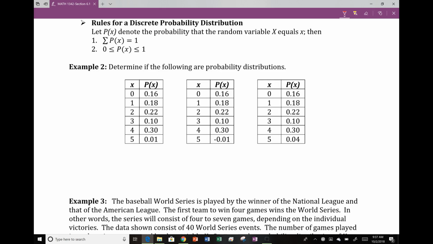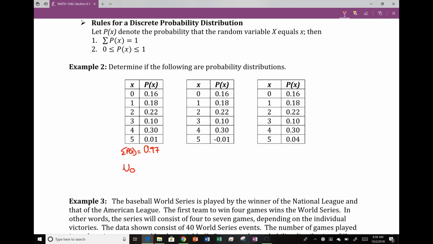So if I look here, the first thing I'm going to look at is their probabilities. I'm not worried about their x values, I'm worried about their probabilities. I do not see any negatives, which is good. I do not see anything over 1, which is good. Now what I have to do is add each of these up and see if they add up to 1. Well, when we add those up, we actually get 0.97. So since the sum of the probabilities does not add up to 1, this is not a probability distribution.